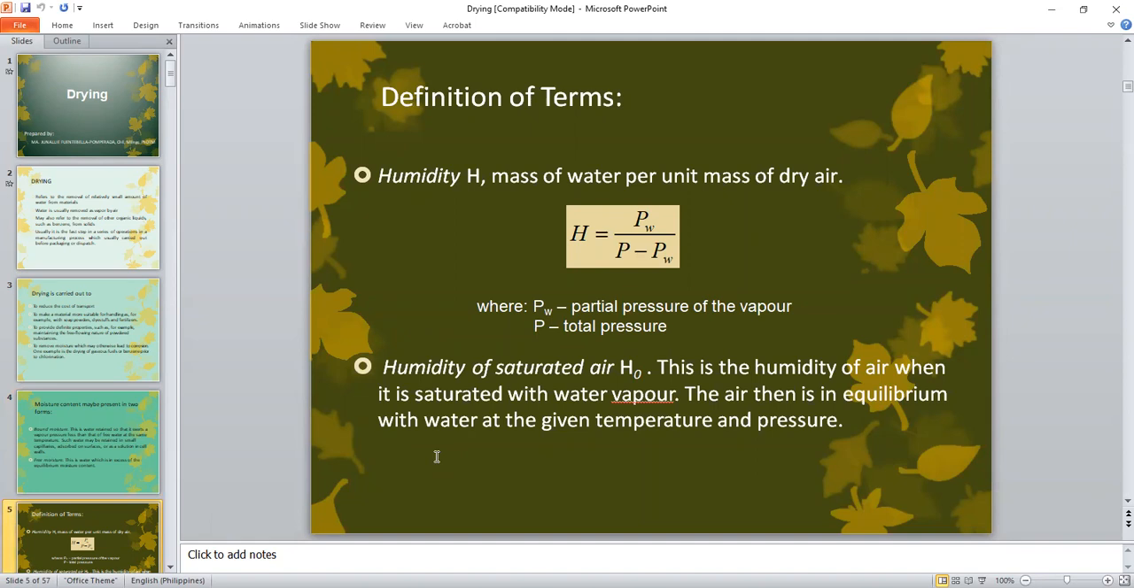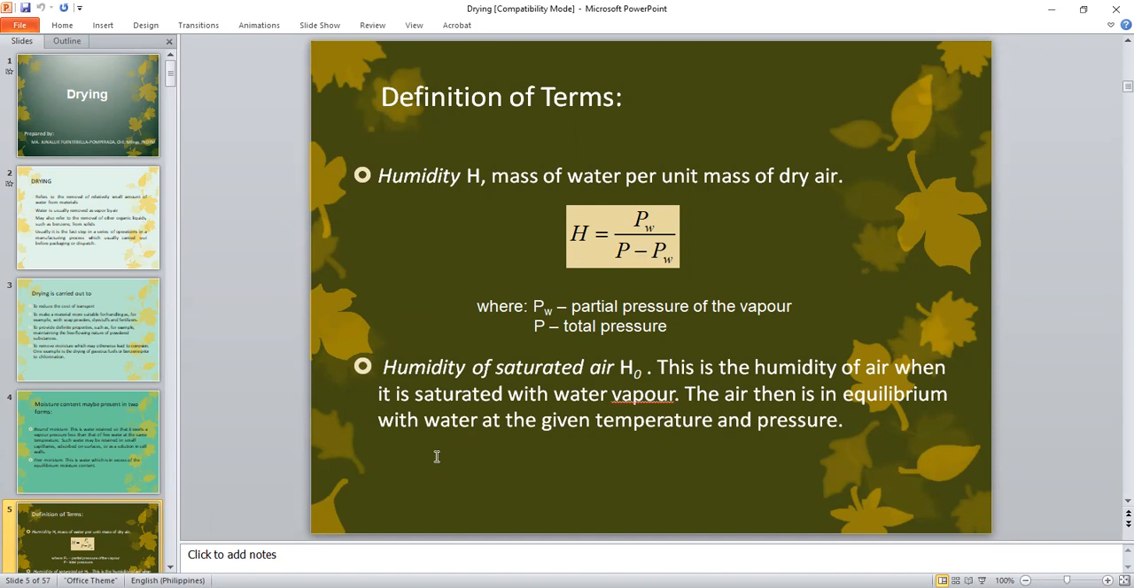I'm sure you already had your discussion of how to use the psychrometric chart then. And associated with that is, of course, the concept of humidity. Now, in some reference books, this humidity is represented by capital letter Y.